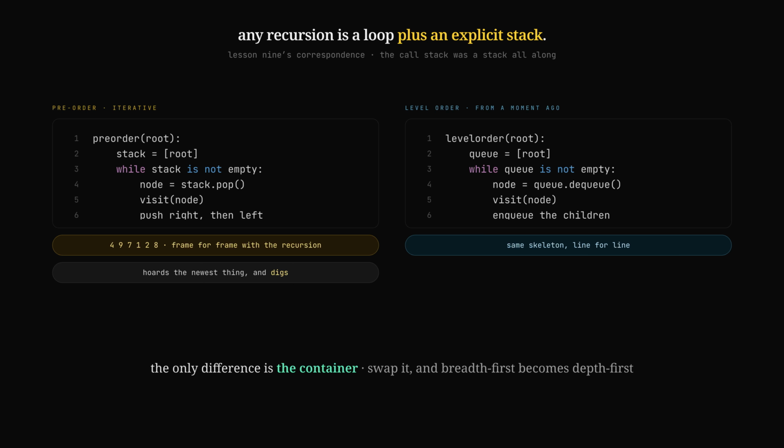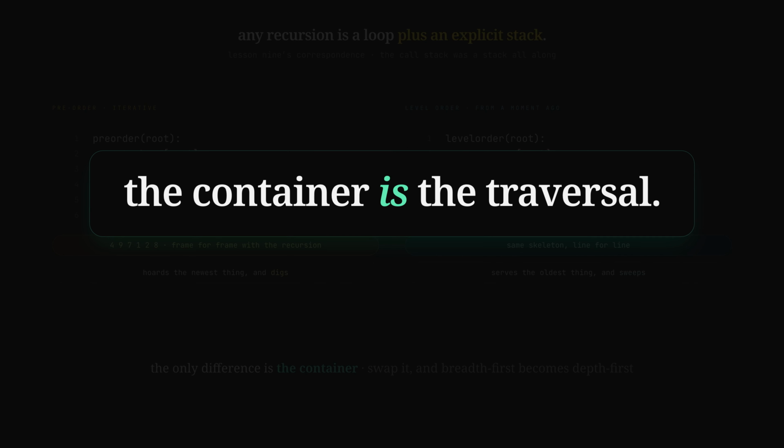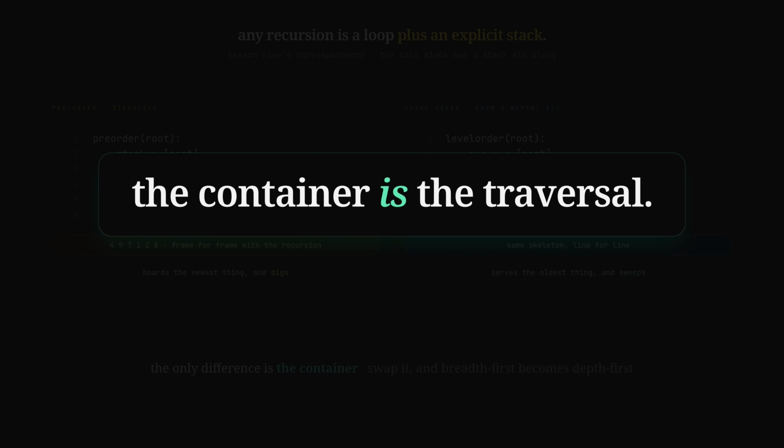The stack hoards the newest thing and digs. The queue serves the oldest thing and sweeps. The container isn't an implementation detail of the traversal. The container is the traversal. Lesson 17 will make this exact statement about searching entire graphs. You've now seen it first on 6 nodes.